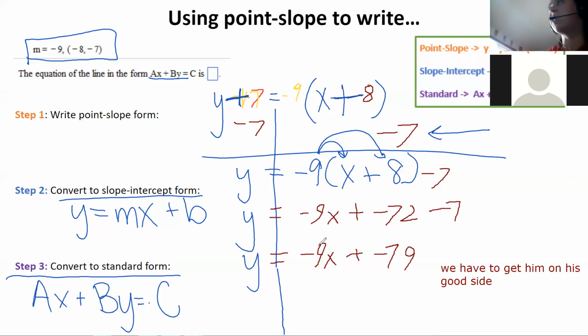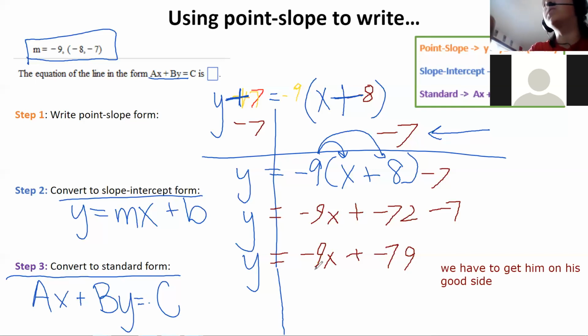Get him on his good side, right? He's negative over here. So when he goes to the good side, how's he going to turn? What's he going to do? Who you gonna call? Oh, who are you going to call? Yeah, that's what you said. Who are you going to call? What do you guys think? What's the opposite of that -9x?